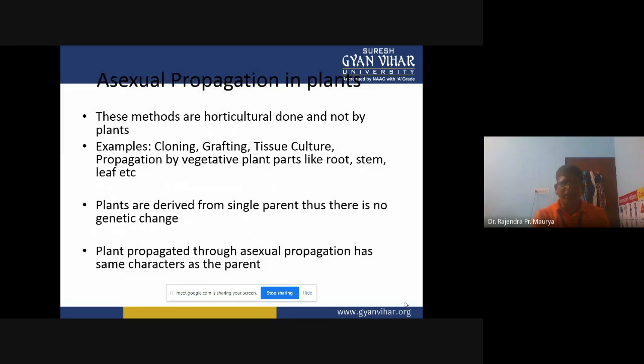Asexual propagation in plants. These methods are done by horticulturists and not by plants. So we can say asexual propagation can only be done by the horticulturist. Examples: cloning, grafting, tissue culture, propagation by vegetative plant parts like roots, stems, leaf or leaf buds, etc.